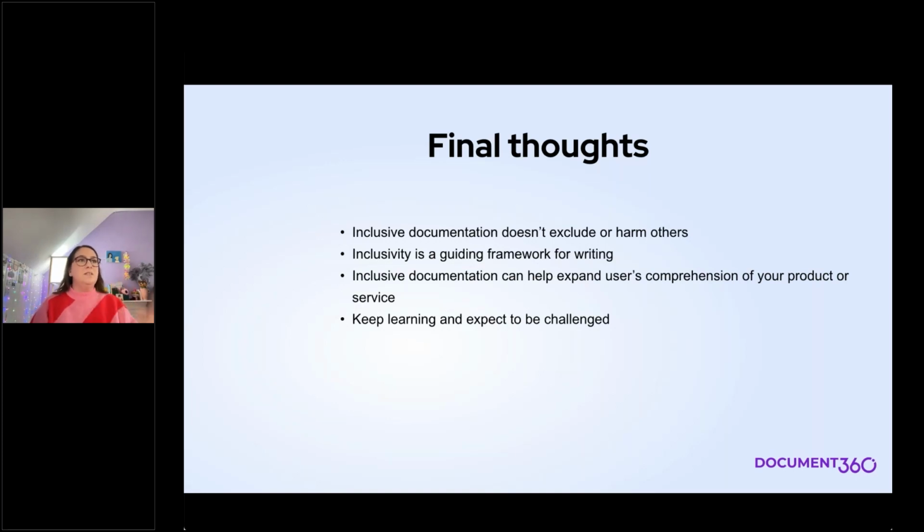And in summary, inclusive language is not only a matter of ethical communication, but it's also a powerful tool for enhancing the user's experience and fostering a culture of inclusivity within your organization too.